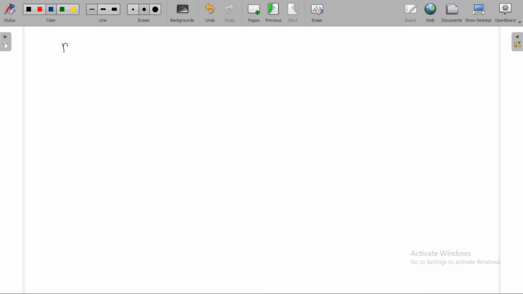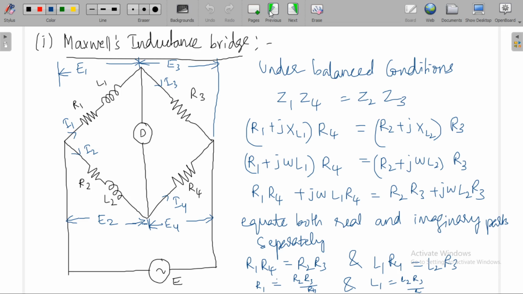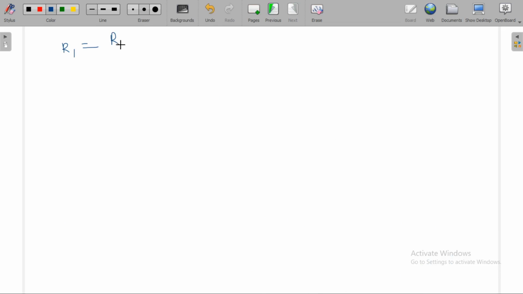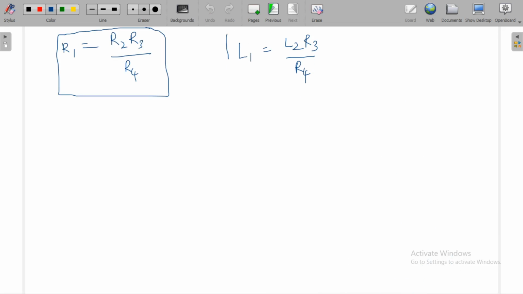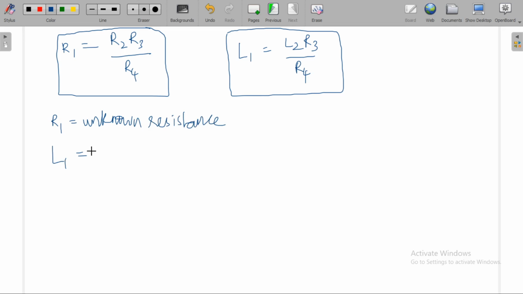What is R1? R1 is equal to R2 R3 by R4. This is R1. Coming to L1, L1 is equal to L2 R3 by R4. Here R1 is the unknown resistance, whereas L1 is the unknown inductance.